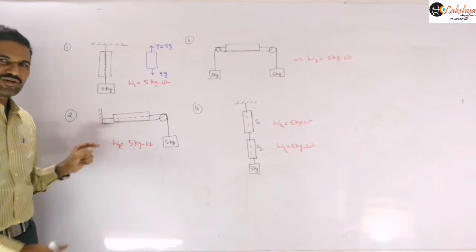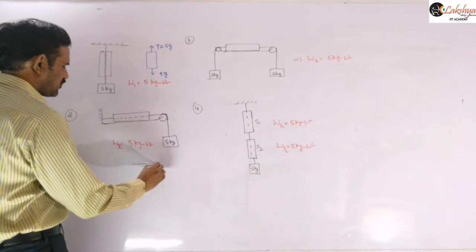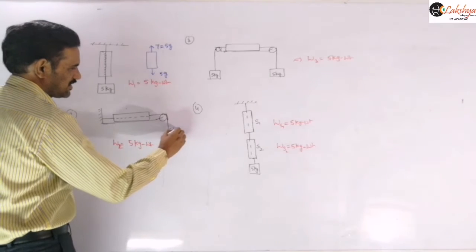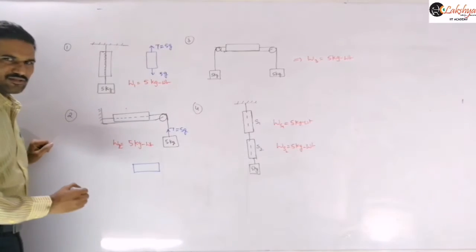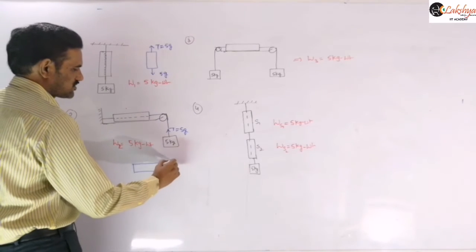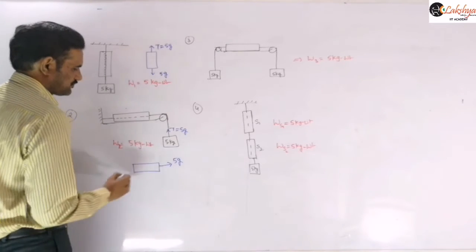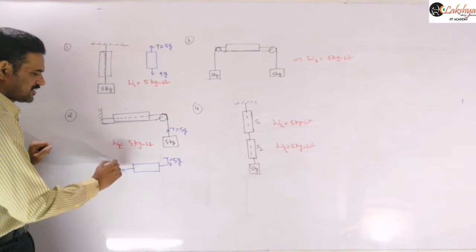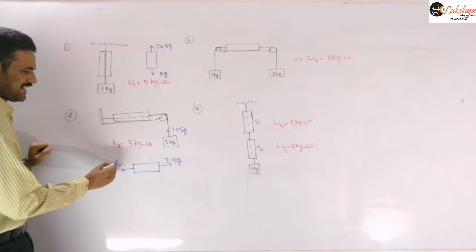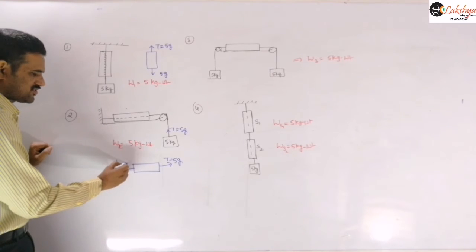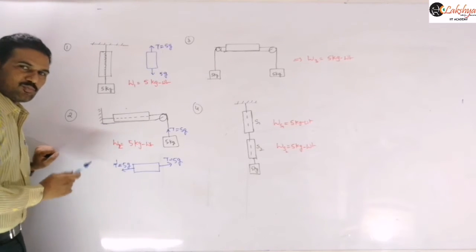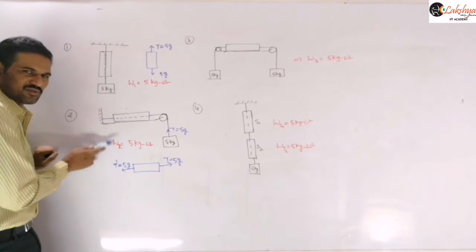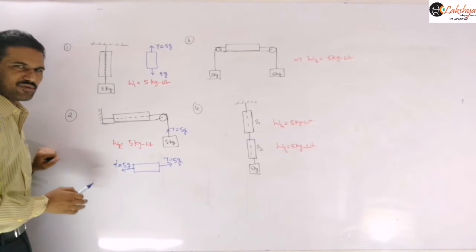Now let us draw the free body diagram for this case. As the system is in equilibrium, the tension T is equal to 5g here. Let's suppose this side is T, and on this side I am taking the tension as some T dash. The T dash should also be equal to 5g only, because the system is again in equilibrium. This side and this side forces must be the same so that equilibrium is possible.